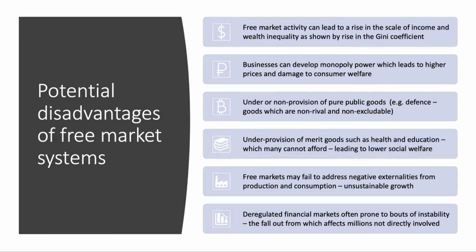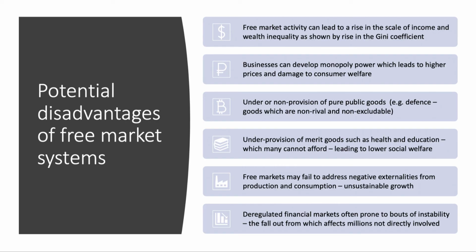So some of the potential disadvantages of free market systems include the potential for a rise in income and wealth inequality, perhaps seen by an increase in the Gini coefficient. Businesses can develop and sustain monopoly power and force consumers to pay higher prices for oftentimes essential goods and services. The free market may underprovide or not provide at all pure public goods, such as defence, goods which are both non-rival and non-excludable. It's often argued by economists who favour state intervention that the free market tends to underprovide merit goods, such as basic healthcare and education, which many people, particularly households on low incomes, couldn't afford if it was provided by the private sector.